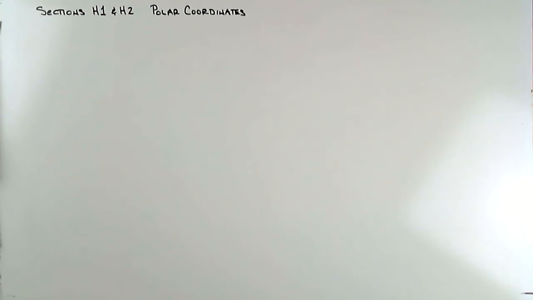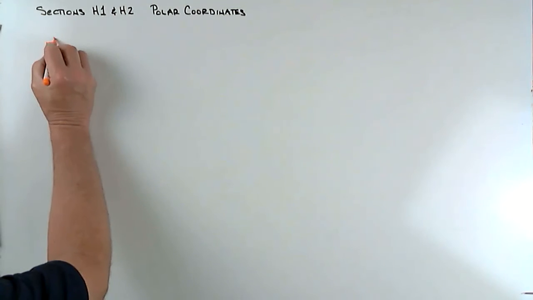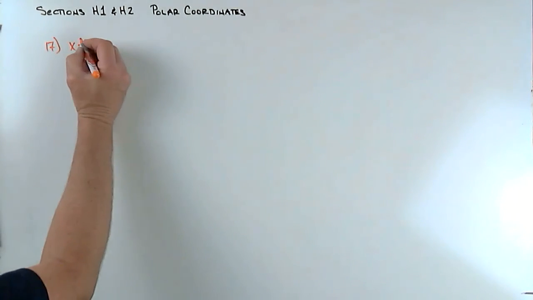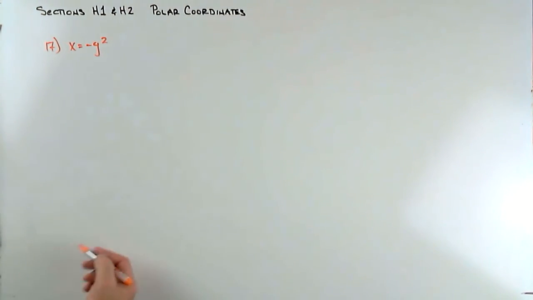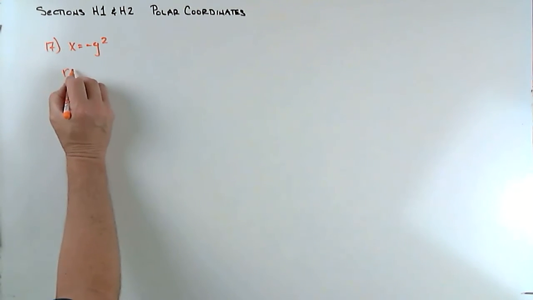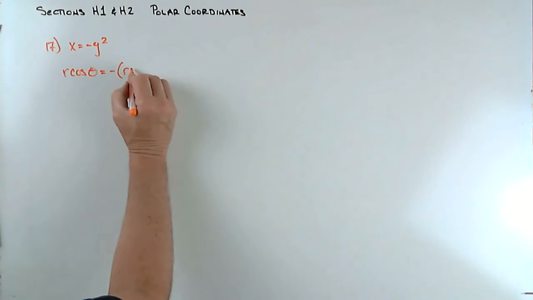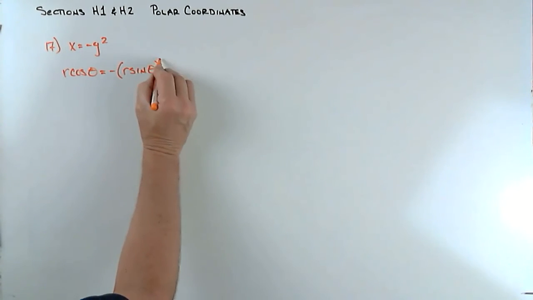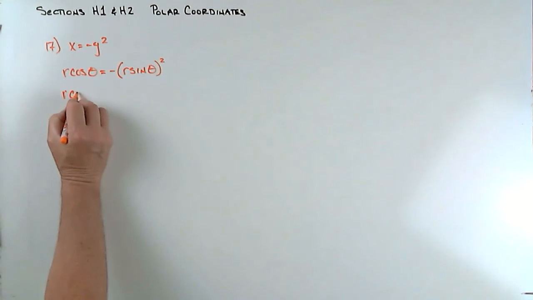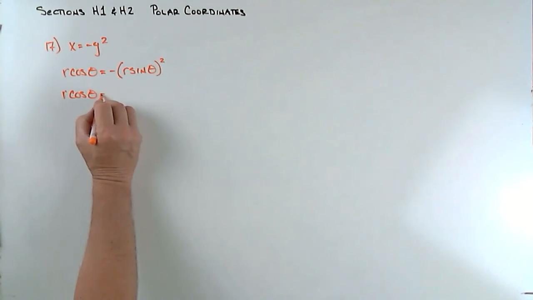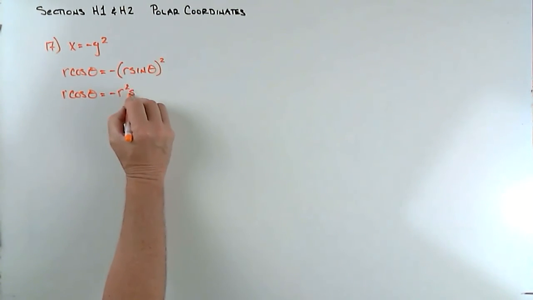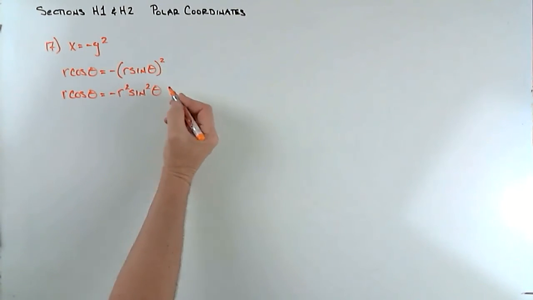In problems 17 through 20, we have to do 17 and 19. It says find the polar equation for, and they give us their Cartesian form. Like on problem 17, they tell us x is equal to negative y squared. Well, we have our equations. We know x is equal to r cosine theta. We know that y is equal to r sine theta. Don't forget the negative. And so we get r cosine theta equals negative r squared sine squared theta.